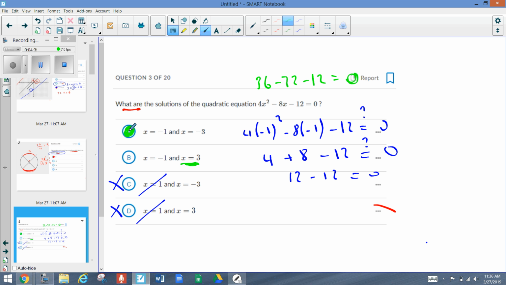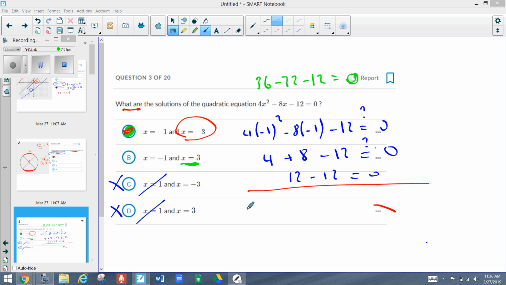Does that make sense? I see you're looking like you just want to make sure. Then plug in -3. If that were a test, you would just circle and go to the next question. But since we have more time, I'm going to do it. So 4 times, I plug in -3. -3 squared is equal to 9. Negative 3 times negative 3, 9.